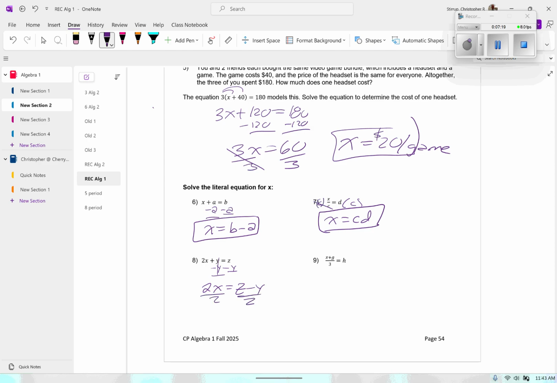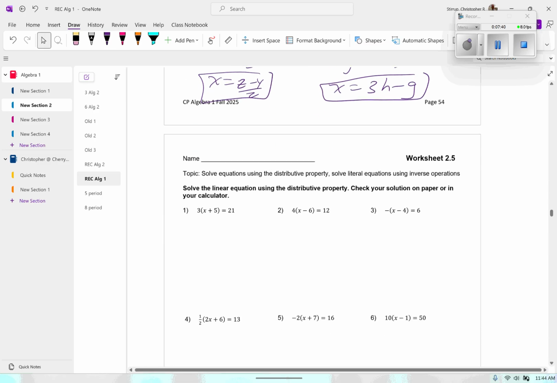Divide by 2. There you go. This one I want x by itself, so I'm going to multiply both sides by 3. That's 3h, which is 3 times h. Subtract g from both sides. 3h minus g.